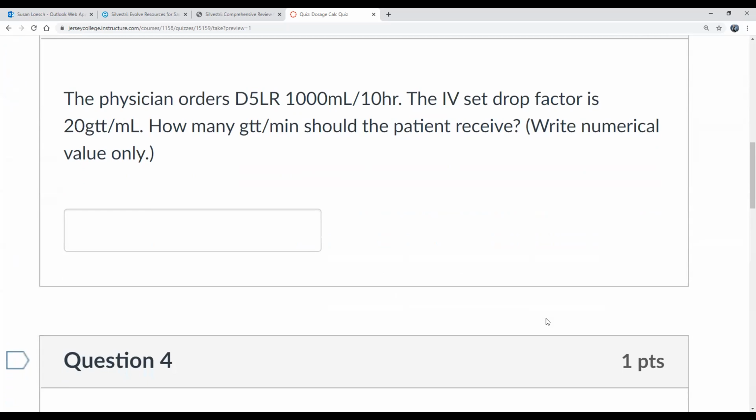So to do this one, you need what? Volume over time times the drop factor. Okay, so 1,000 divided by 10 hours times 20.